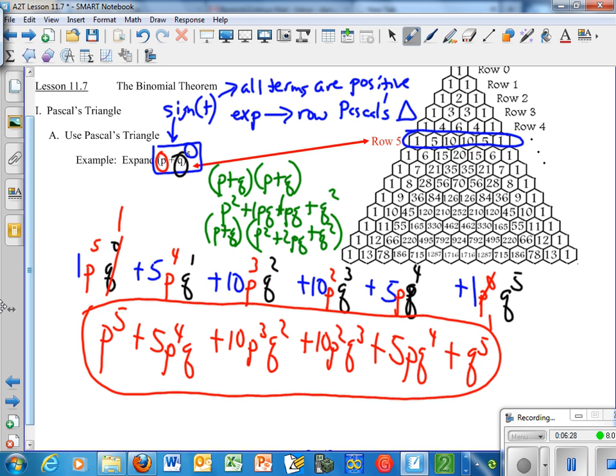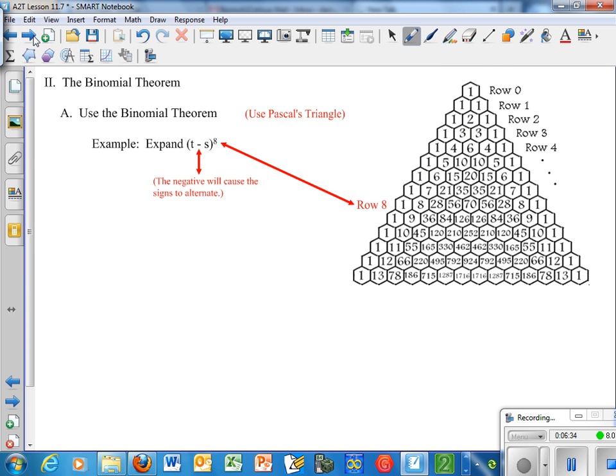So if it's to the 5th power, it'll have 6 terms, because that's how many numbers are in that row of Pascal's triangle. Okay, let's go to the next one.